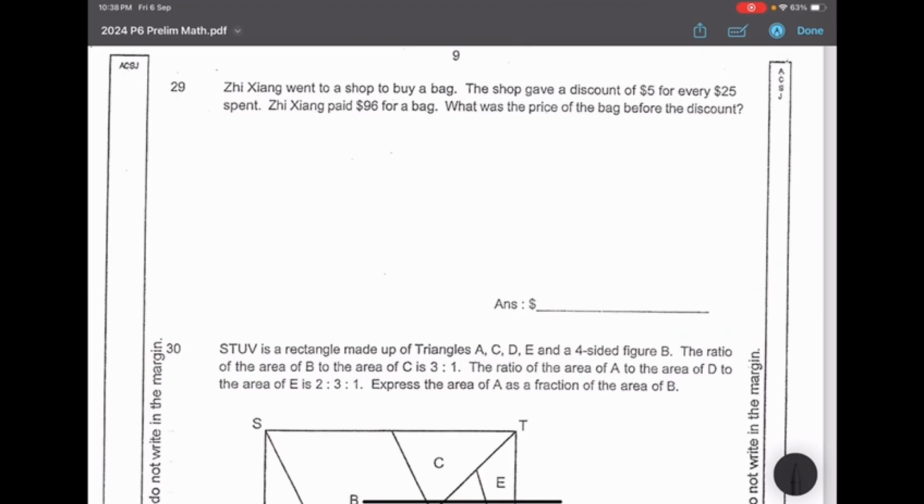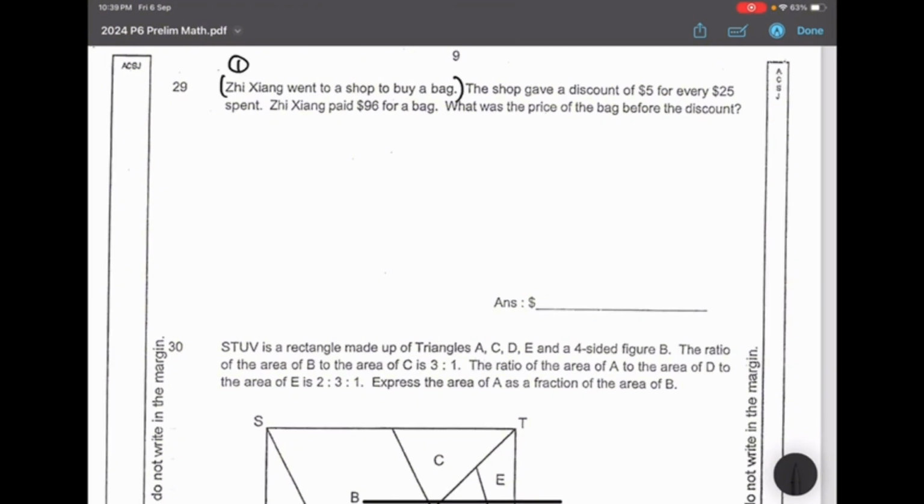Alright, moving on to question 29. Zhixiang went to a shop to buy a bag. Does this sentence give us any information? Yes, a bag gives us a number. That means he bought 1 bag. Alright, the shop gave a discount of $5 for every $25 spent. Now, sentence number 3. Zhixiang paid $96 for a bag. That 1 bag cost $96.